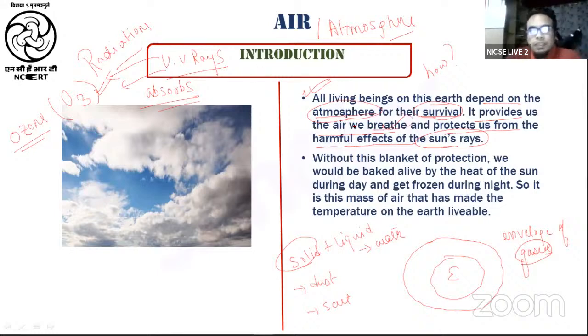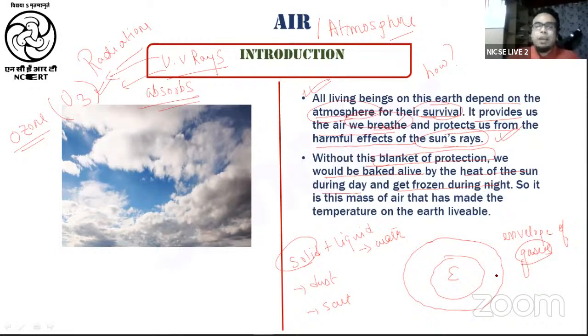Because it provides us the air we breathe, and secondly, it also protects us from the harmful effects of the sun's rays, right? Then what is the second point? Without this blanket of protection, blanket referring to the atmosphere, we would be baked alive by the heat of the sun during the day and get frozen during the night time. So without the presence of the atmosphere, our temperatures would be very high during the daytime.